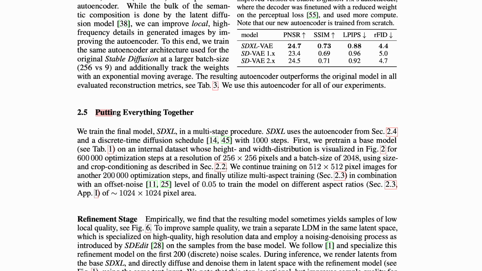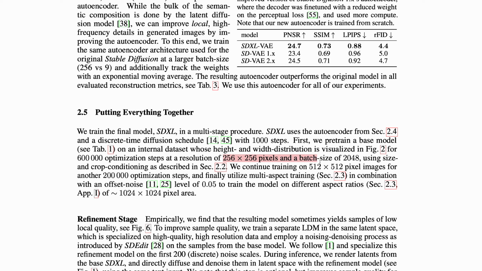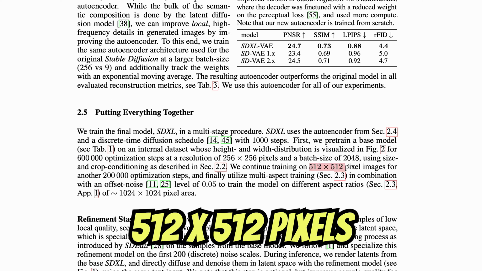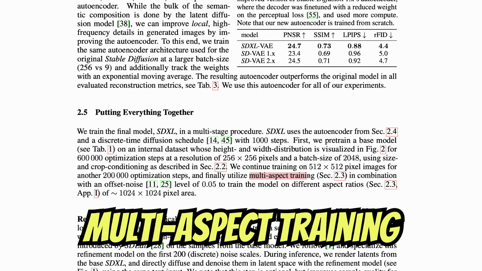We now reach the point of putting everything together. There are 3 stages to training the base model. Training at 256 by 256 pixels, and a batch size of 2048 for 600,000 optimization steps, then training at 512 by 512 pixels for another 200,000 optimization steps. Then finally some multi-aspect training.